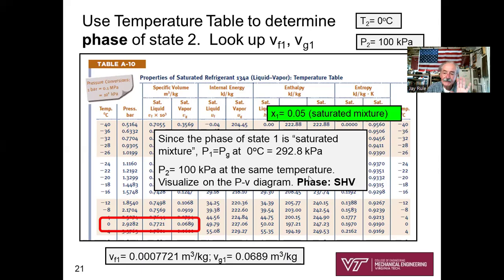And if you go back and think about that phase study, how do you determine the phase of a substance? You're going to come to the conclusion that since this pressure is lower than the saturation pressure at 0 degrees C, our phase will be superheated vapor. Okay, if you can't do that in your head, go back and look at video number 1. Okay, so let's move ahead.